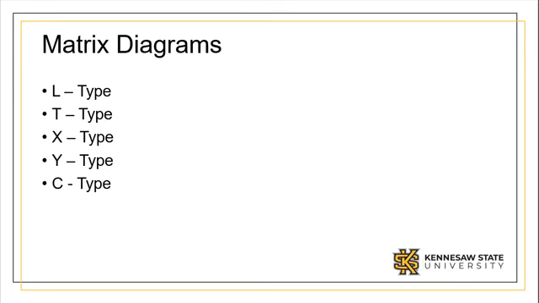The types of matrices include L-type, where elements are on the horizontal and vertical axis; T-type, where there are 2 sets of elements on the vertical axis, split by 1 set of elements on the horizontal axis; X-type, where there are 2 sets of elements on both the horizontal and vertical axis; Y-type, which consists of 2 L-type matrices joined along the vertical axis. All 3 sets are related, but 1 set is related to the other 2 sets in a circular manner. And finally, C-type.